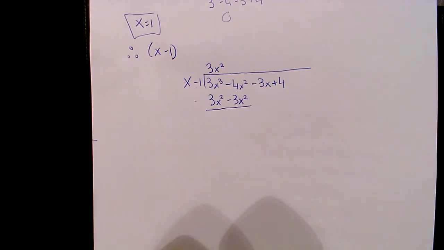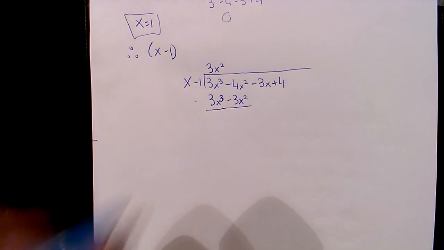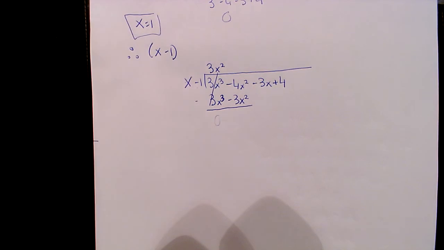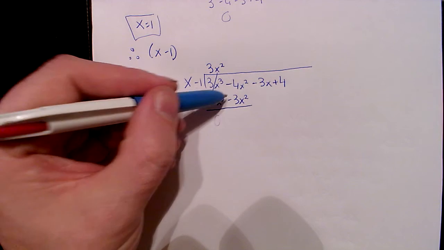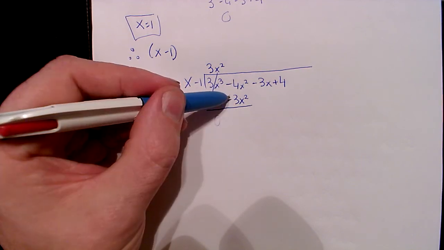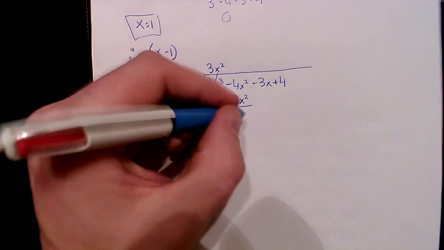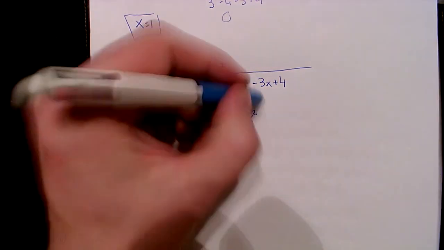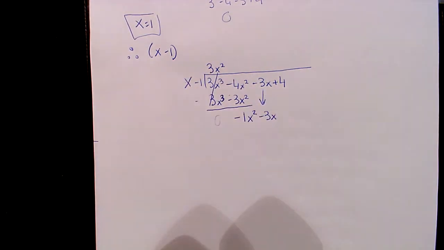And now I'll take away. So 3x, oh, sorry, it's a cubed, not a squared. So 3x cubed minus 3x cubed is nothing, or we can cancel it, whichever you want, but realistically they minus to nothing. Now, minus 4x squared minus minus 3x squared. Well, minus minus is a plus, so it's really minus 4x squared plus 3x squared, which will give me minus 1x squared. I'll bring down this, and I have minus 3x.